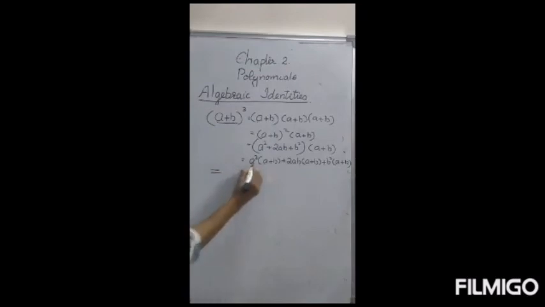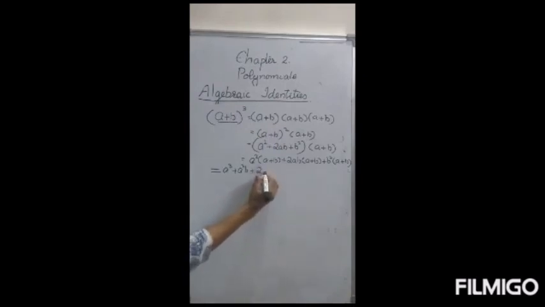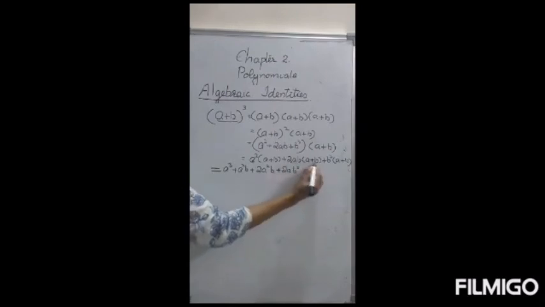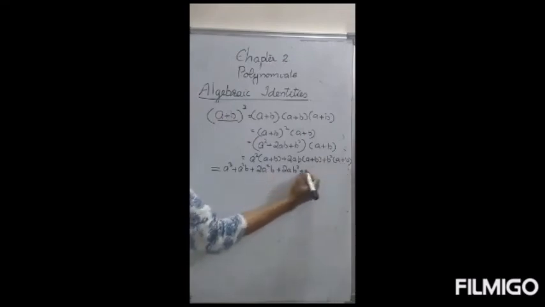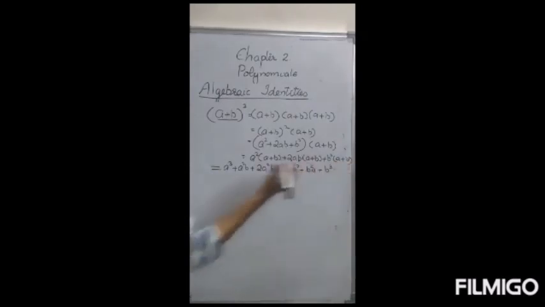That is a square into a, a cube, plus a square into b, a square b, plus 2ab into a, that is 2a square b, plus 2ab into b, that is 2ab square. Here, there is no a, so b into b is b square. Now the last expansion is b square into a, plus b square into b, b cube.